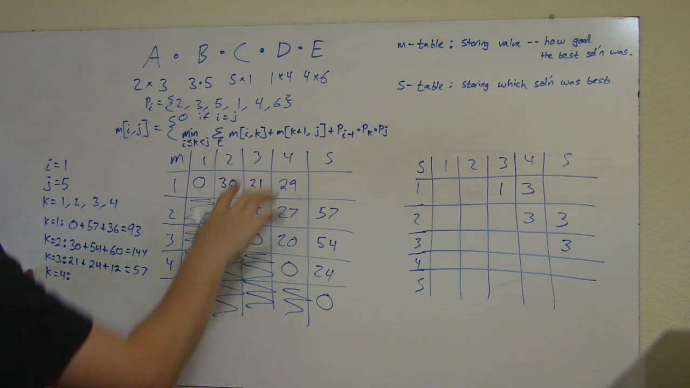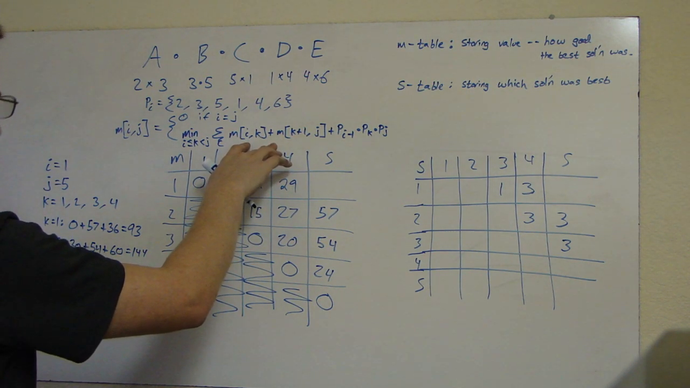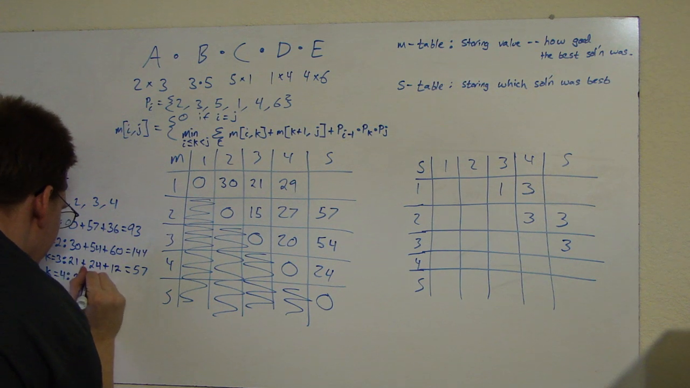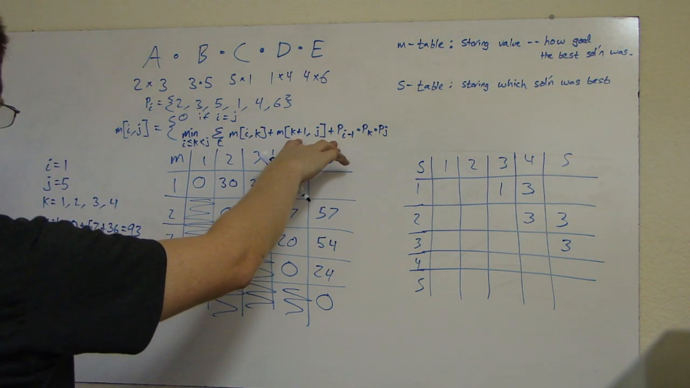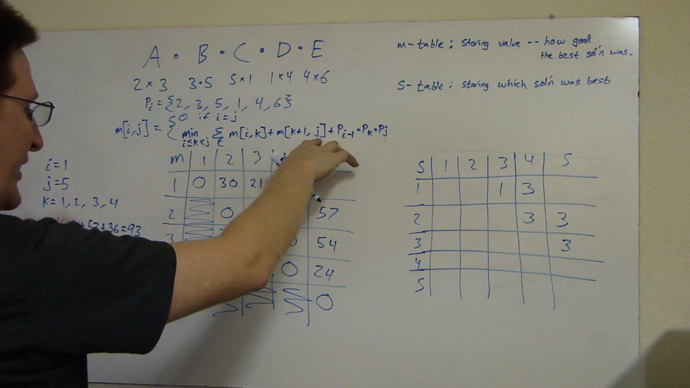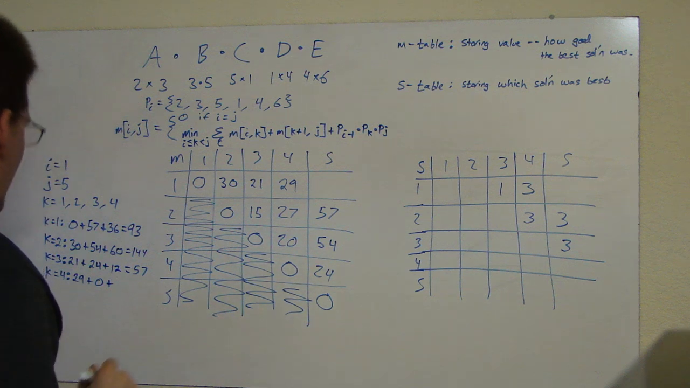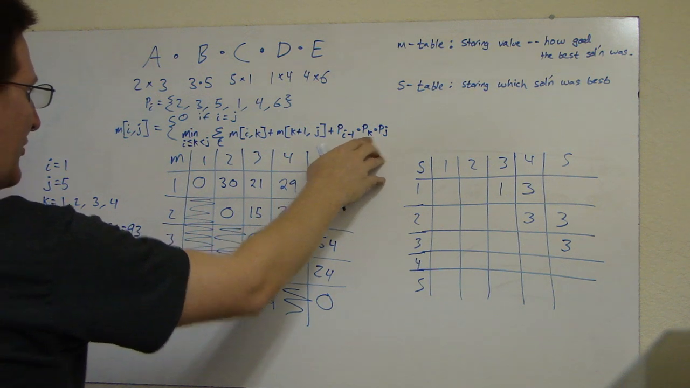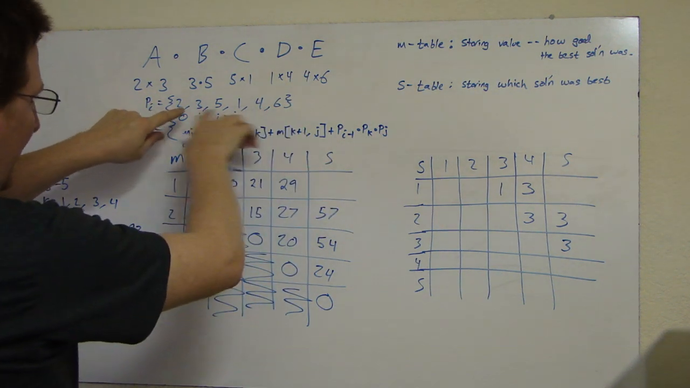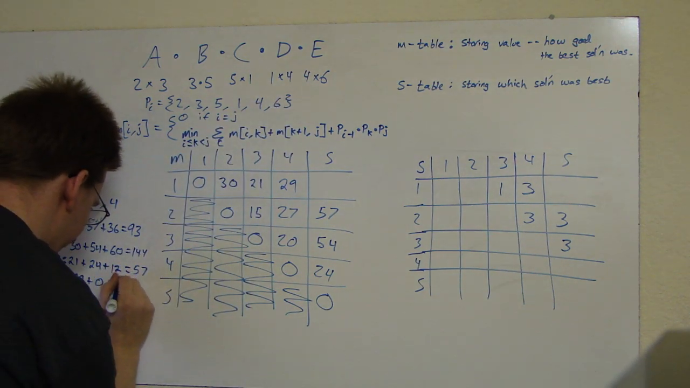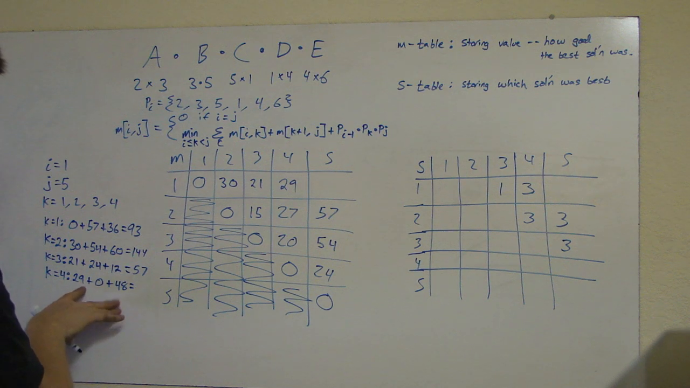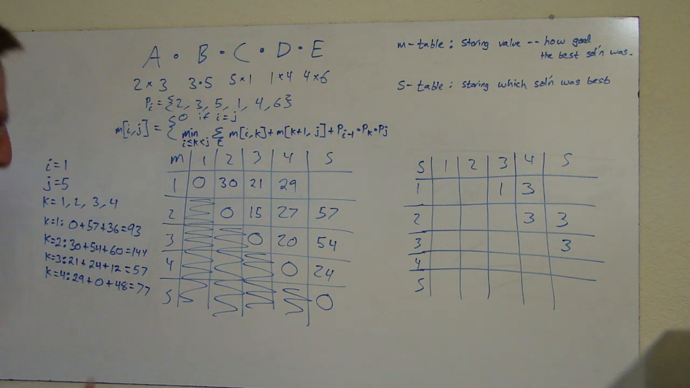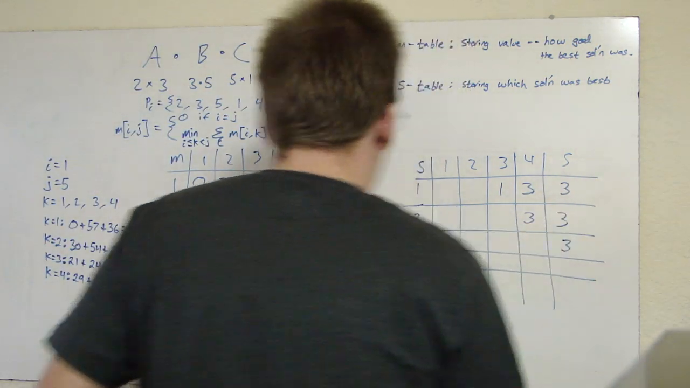Would give you m of 1, 4, which is 29, plus m of 5, 5, which is 0, plus the cost to put it together, which is P0 times P4 times P5, which is 2 times 4 times 6, which is 8 times 6, which is 48, I hope. 37, 77. So the best option, again, was k equals 3. I swear it's not always k equals 3. Otherwise, this algorithm would be much easier.